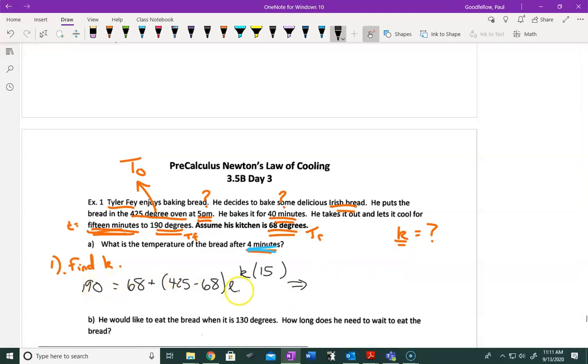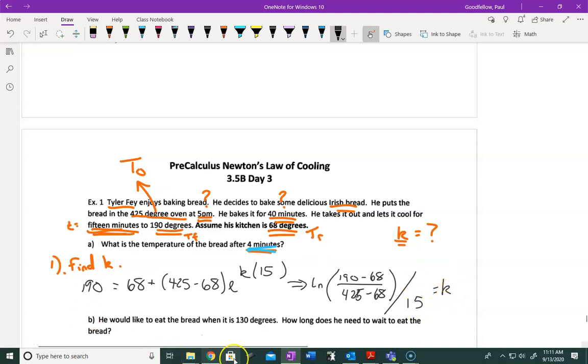Now, with a little bit of algebra, we would ultimately subtract, then divide, and then take our ln. We're working our way towards that k, and it would end up looking something like this: the ln of 190 minus 68 divided by 425 minus 68. That value would be the subtraction, the division, and the ln, but ultimately we would divide the answer by 15, and we'd get the answer for k.